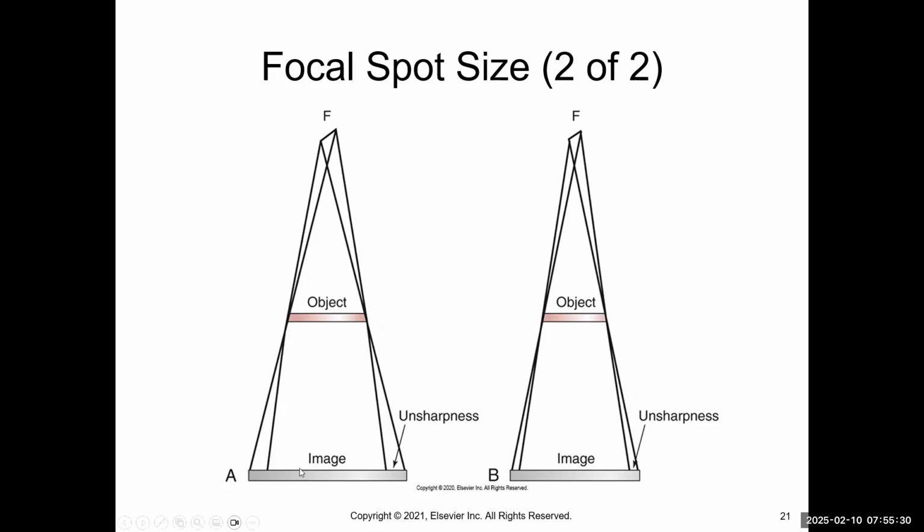And this is just to show you the difference in the amount of unsharpness. This is supposed to represent unsharpness here in the image. And it's smaller with the smaller focal spot.